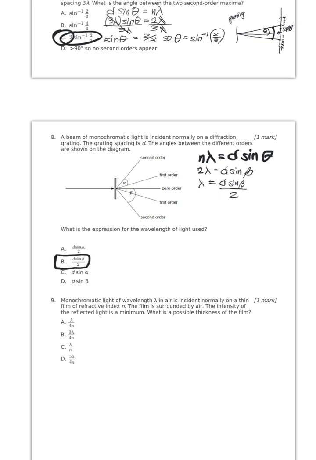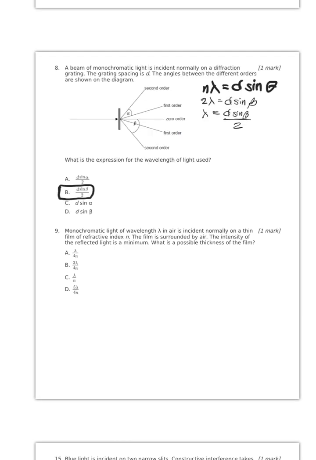I'm still curious about alpha, though. I was going to solve for alpha in terms of the expression for the second order with beta, and for the first order, where the angle would be beta minus alpha, and then try to get an expression for alpha. I just don't see this as worth the time, honestly. It's a multiple choice question, and lambda is d sine beta over 2. So as much as I want to deep dive on 8, we have better things to do, like number 9.